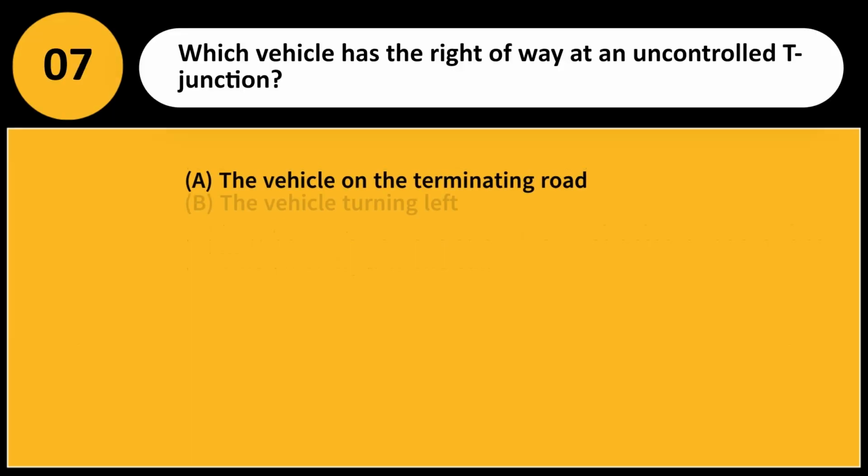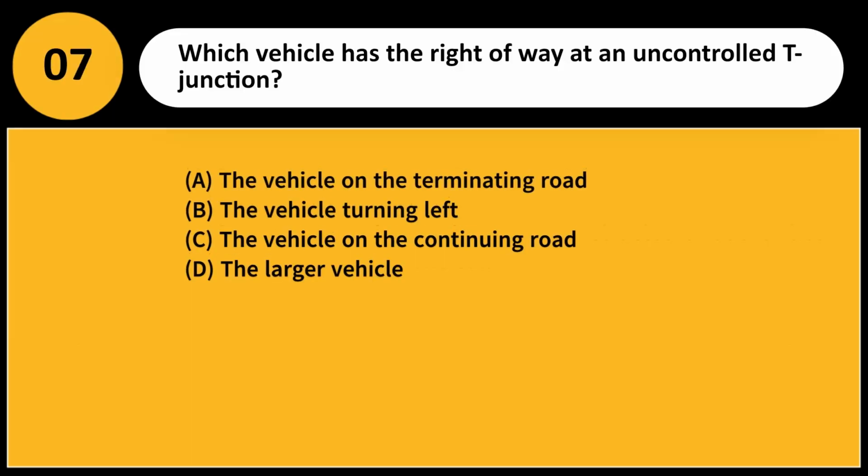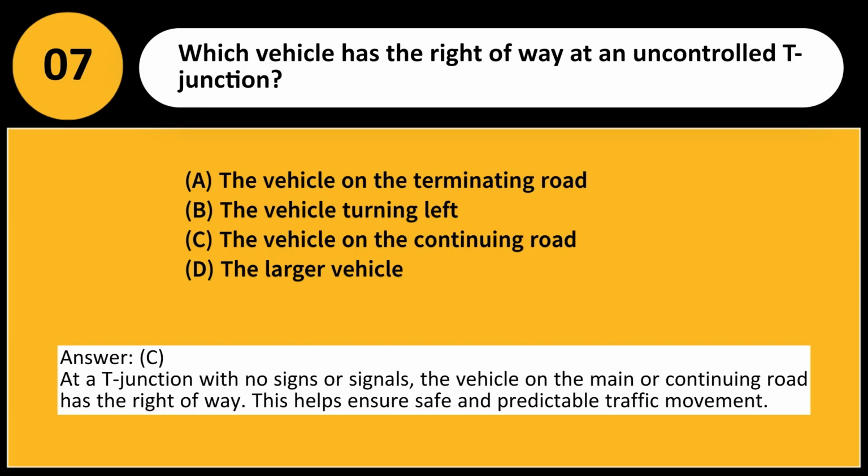Which vehicle has the right of way at an uncontrolled T-junction? A. The vehicle on the terminating road. B. The vehicle turning left. C. The vehicle on the continuing road. D. The larger vehicle. Answer: C.